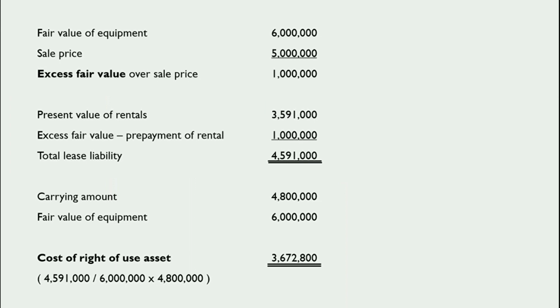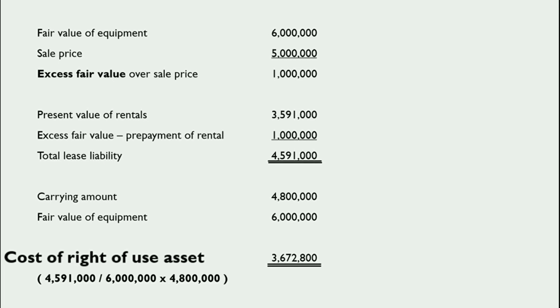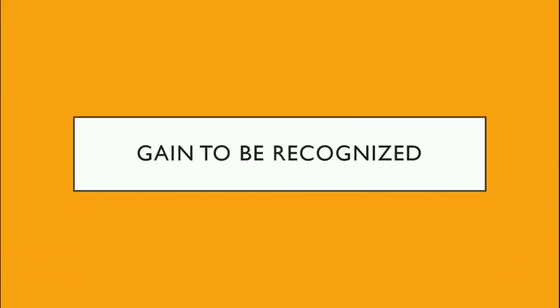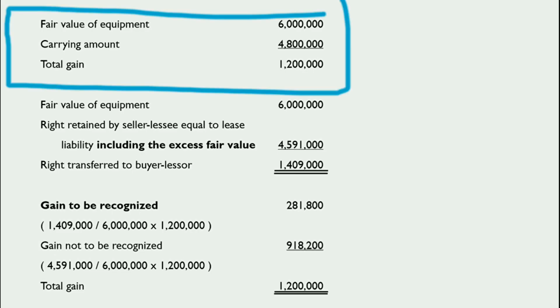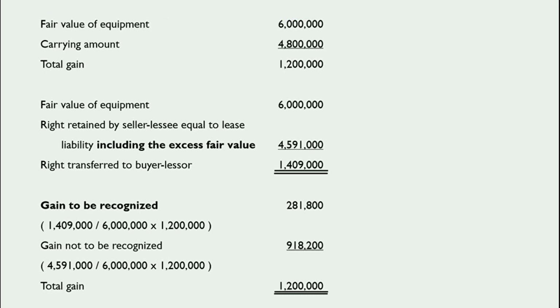In solving right of use asset, we have the present value of rental payment, which is equal to the total liability na 4,591,000, divided by fair value of equipment of 6 million, then multiplied to the carrying amount of 4,800,000. That gives us 3,672,800 as the cost of right of use asset. Proceed naman tayo sa gain to be recognized. So, ganito yan. The fair value of equipment is 6 million.